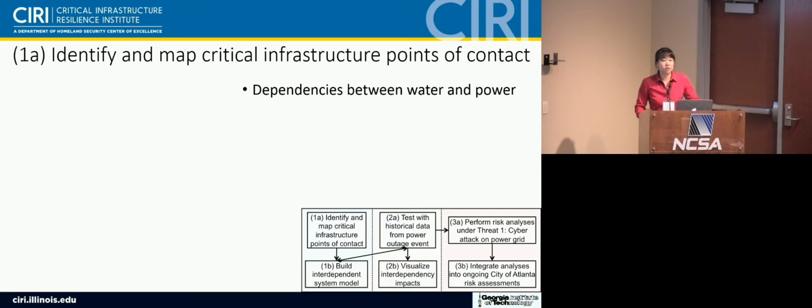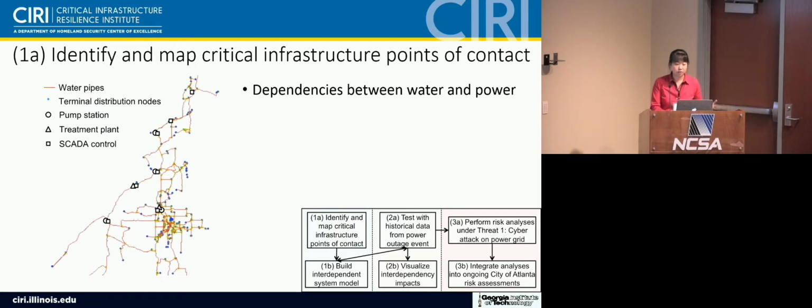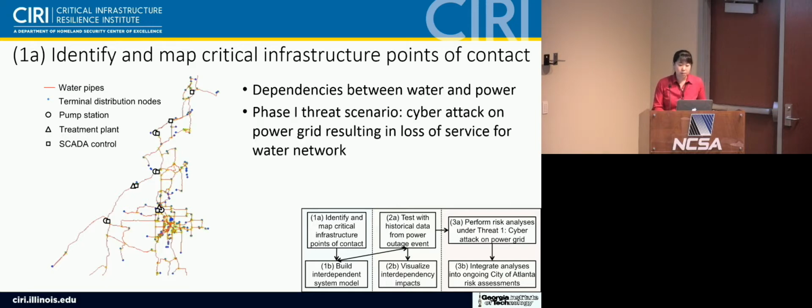We're looking specifically right now at dependencies between water and power. As we know, a lot of water functionality depends on power systems. On the left here we have the City of Atlanta water distribution network. The water pipes are shown in red. We have terminal distribution nodes, and then the circles are individual pump stations, triangles treatment plants. The squares are SCADA control. And the threat scenario that we're thinking about is a cyber attack on the power grid resulting in loss of service for the water network.